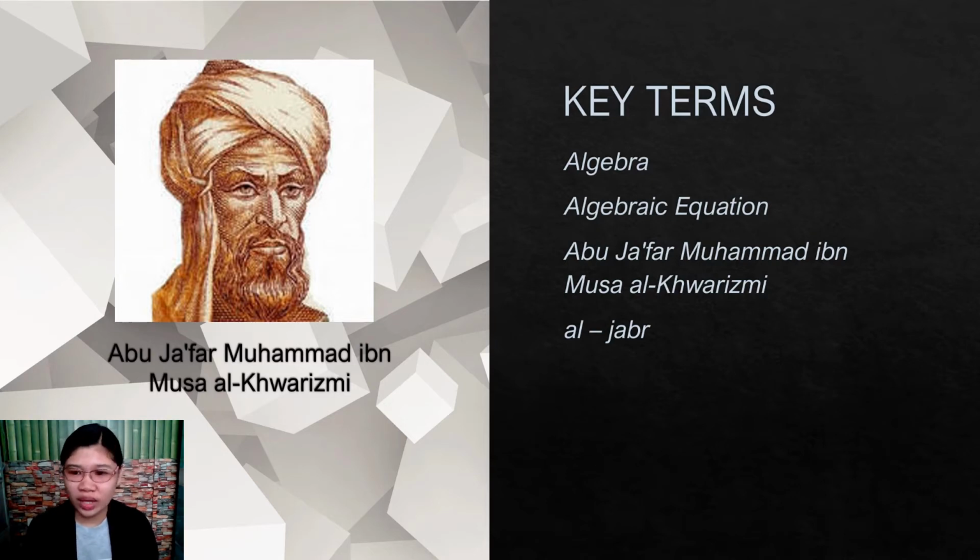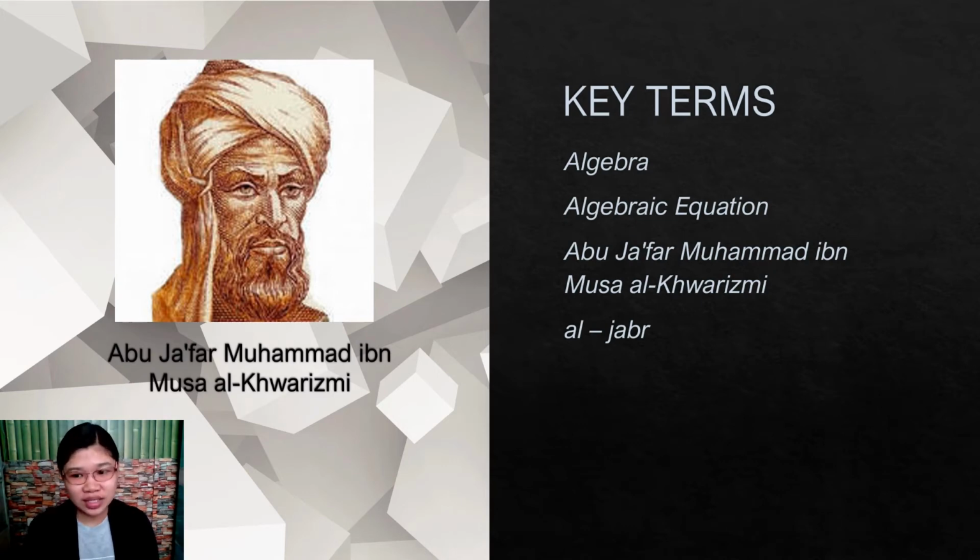We also have what we call an algebraic equation. As you can see in one of our key terms here, an algebraic equation is a scale where what is done on one side of the scale is also done to the other side of the equation. We'll be encountering that more in the future.